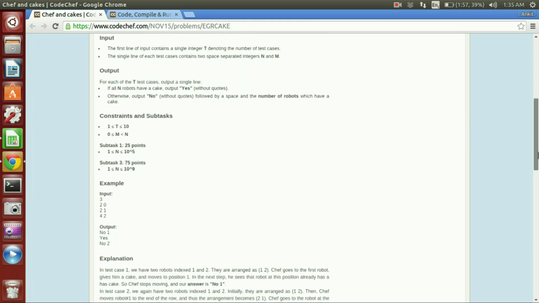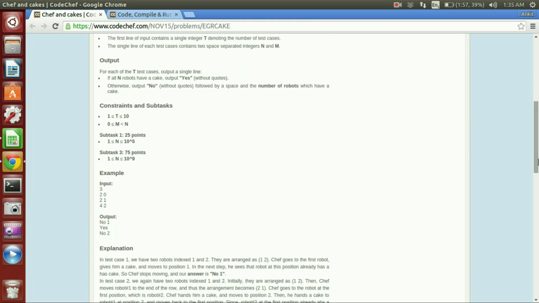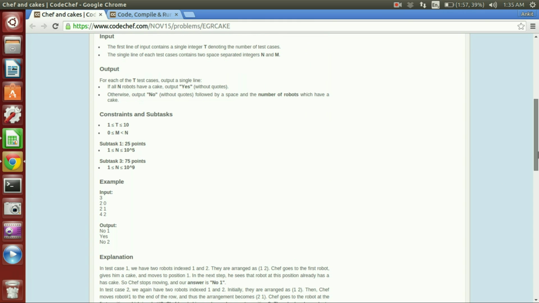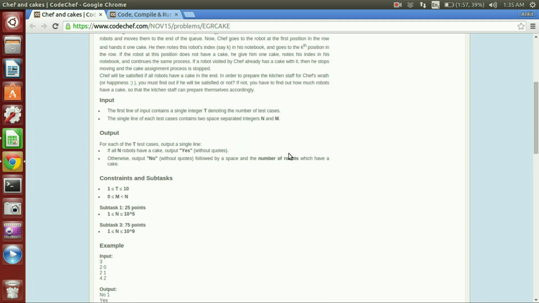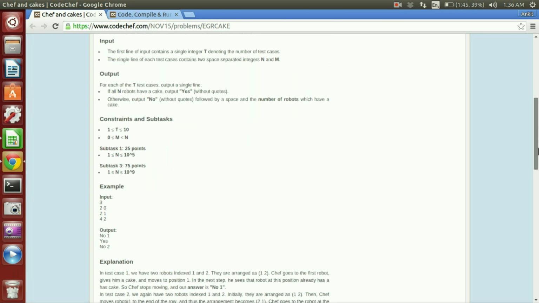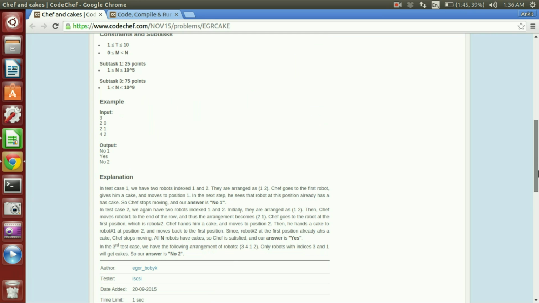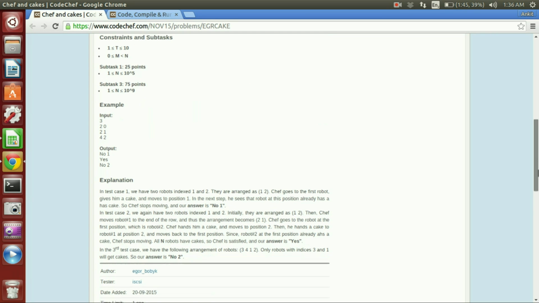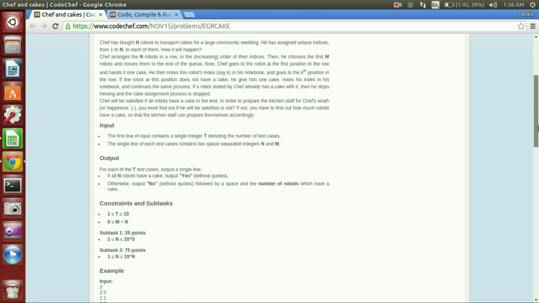In this problem we were given n and m, where n is the total number of robots and m is the first m robots which are moved to the back. Here we were supposed to calculate whether we can successfully give a packet to all the robots or not. If not, then we have to print the number of robots which will get the packet.